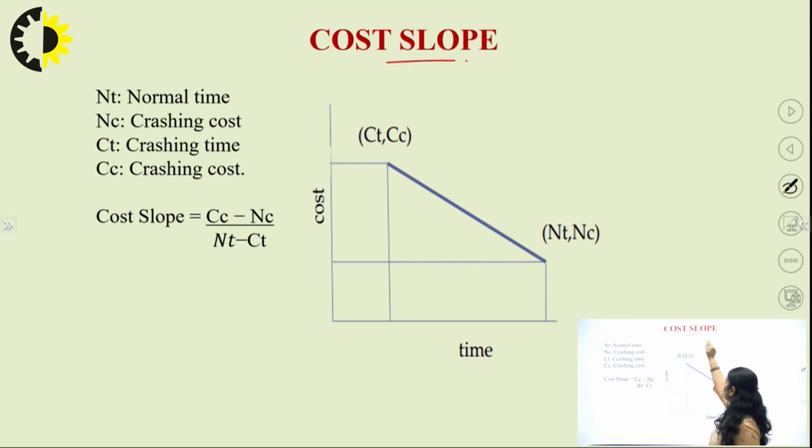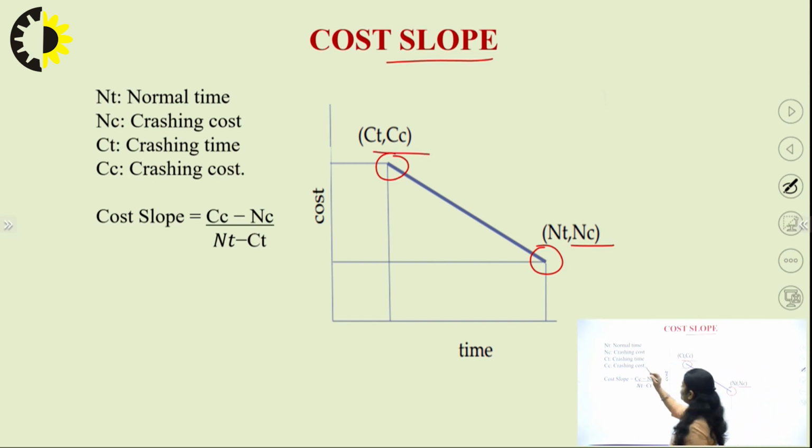Now there is a cost slope that we calculate in case of project crashing. Here we can see a graph between cost and time. This slope we are getting here, and at this point it is showing the values of NT or NC, and at the duration it is showing the CT or CC. So what is NT? NT is the normal time of an activity, and NC is the normal cost. CT is the crashing time, and CC is the crashing cost.